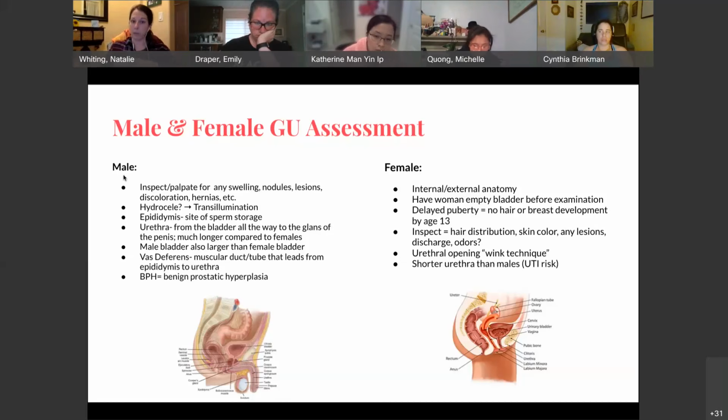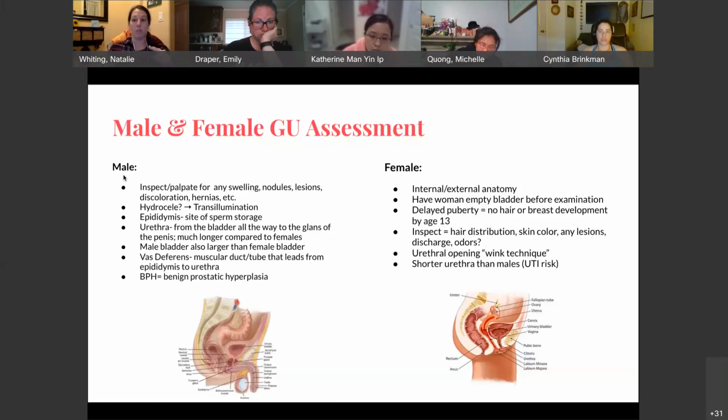Epididymis is a site of sperm storage. That's usually one that they like to throw in there. Also, vas deferens is the muscular duct tube that leads from the epididymis to the urethra. The urethra goes from the bladder all the way down to the glans of the penis. It's much longer compared to females.